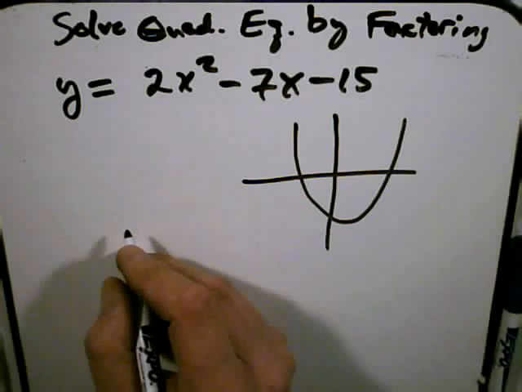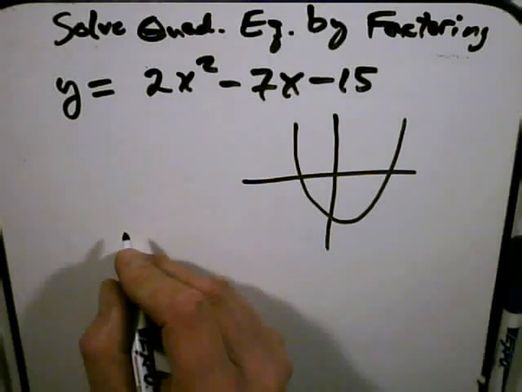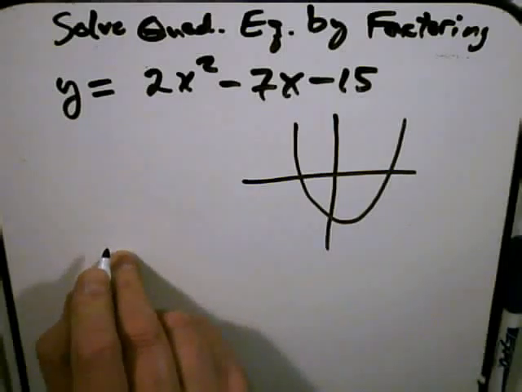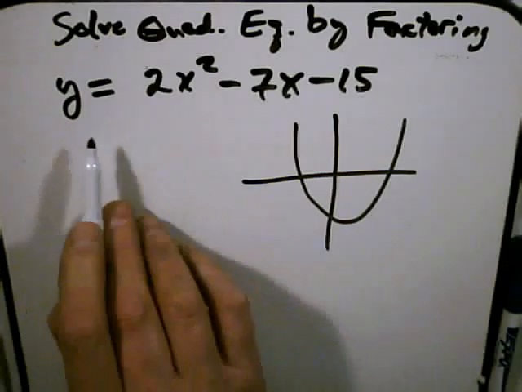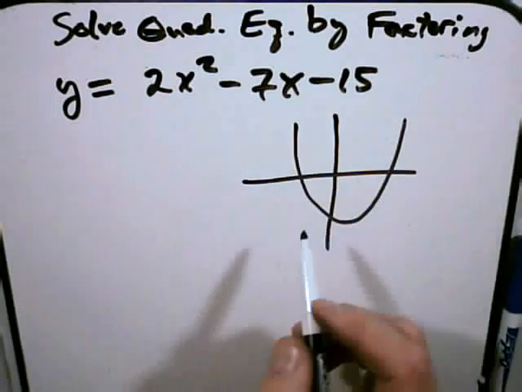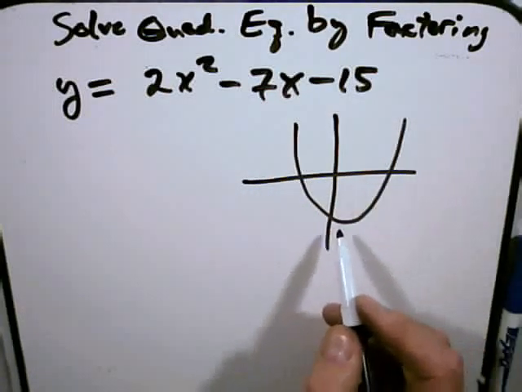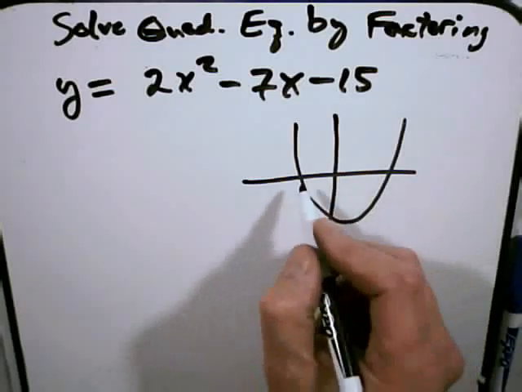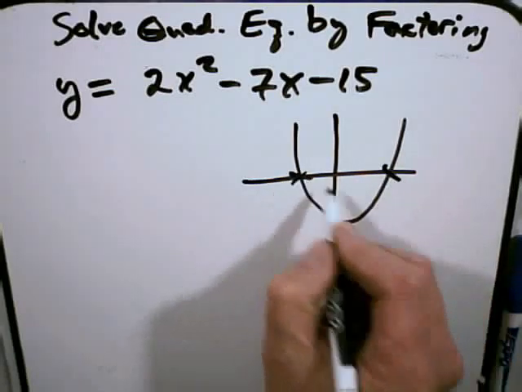Here's how we can use the method of solving the quadratic equation by factoring in an application. Let's say that we have the function y equals 2x squared minus 7x minus 15. The graph of it looks something like this. We want to figure out, where does it cross the x-axis? What are those points?